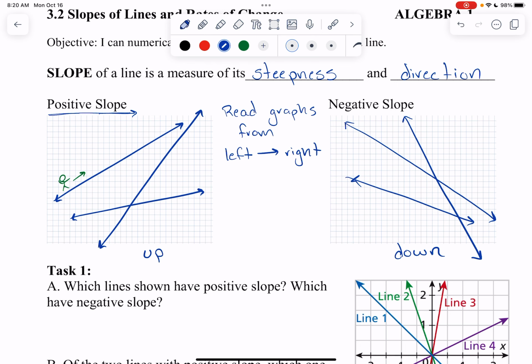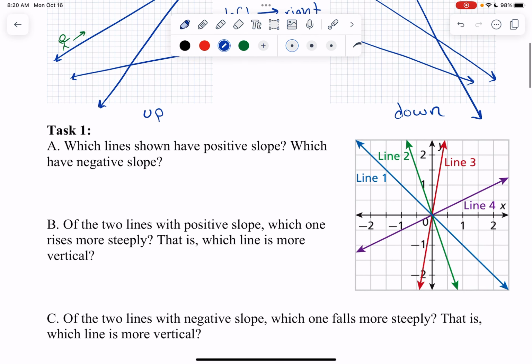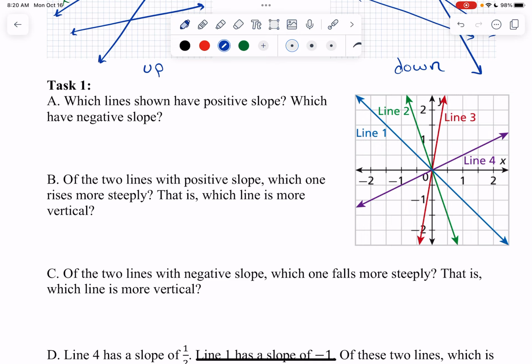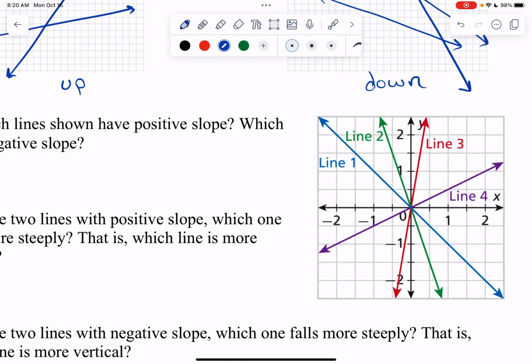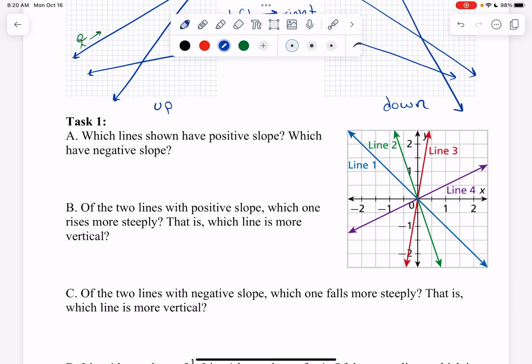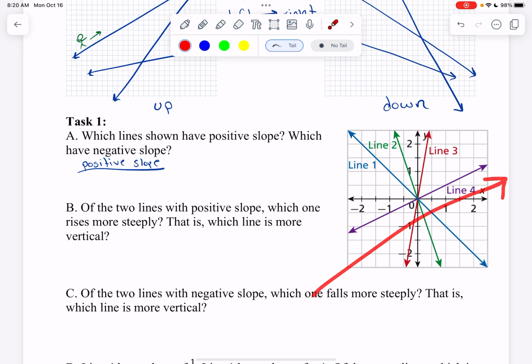Okay, let's practice identifying lines with positive slope and negative slope. Which lines over here on the right have positive slope? Which have negative slope? I'm going to list my positive slope lines first. Which ones go up from left to right? The first one I see is line 4. Line 4 goes up from left to right, so positive slope would be line 4. Let's also create a negative slope list.